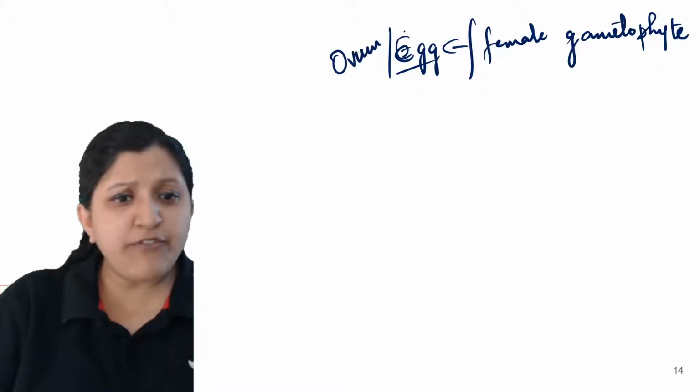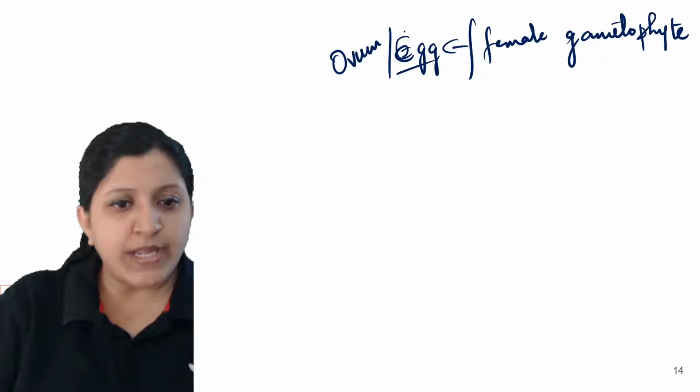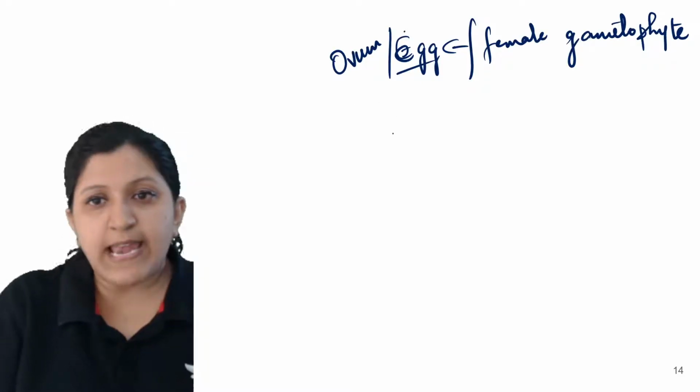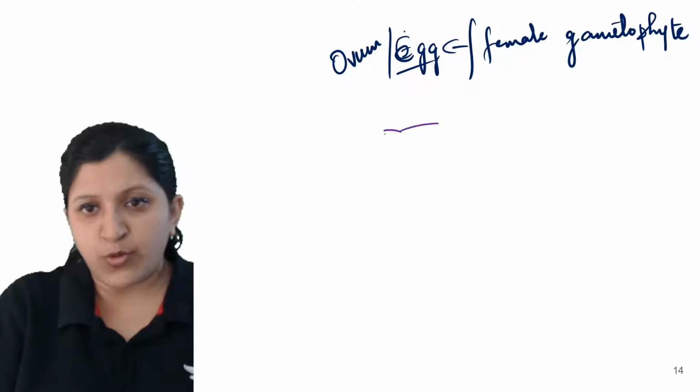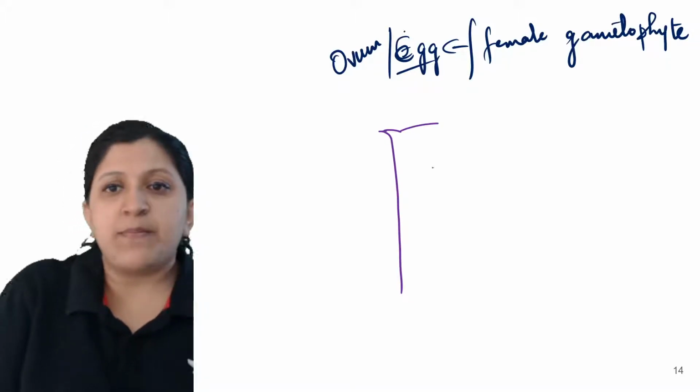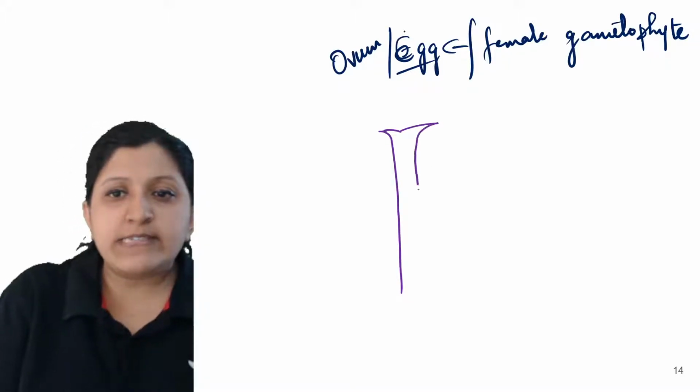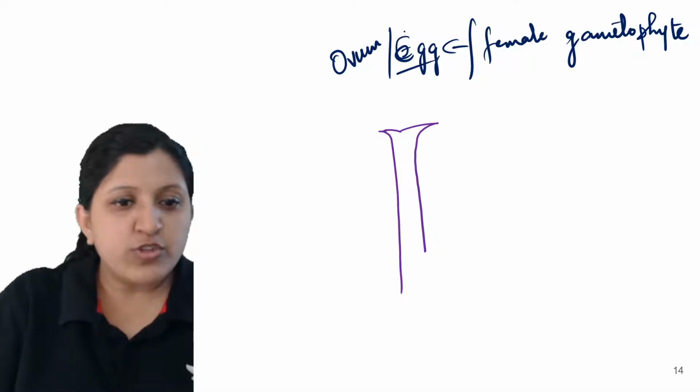Okay, so now let's draw the stigma, style and ovary. I'll explain it to you. So now this is the stigma and this is the style over here.